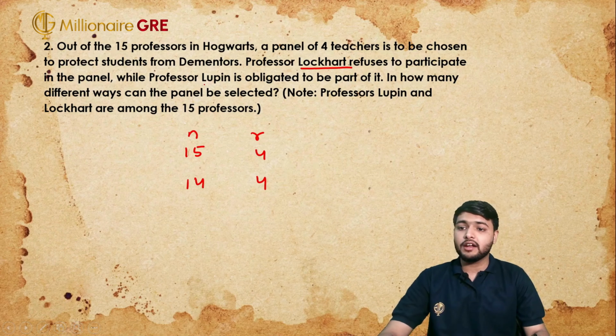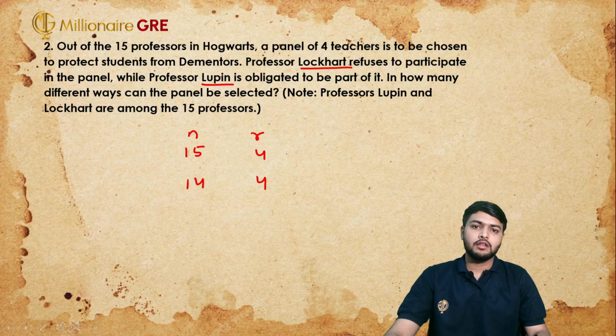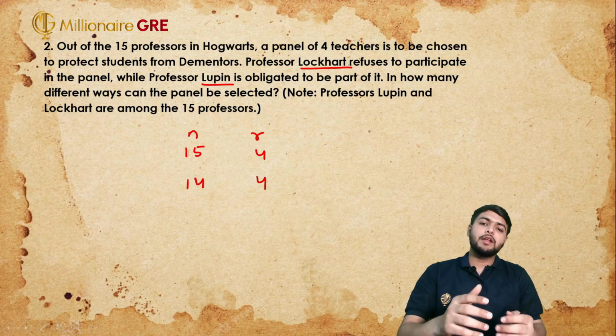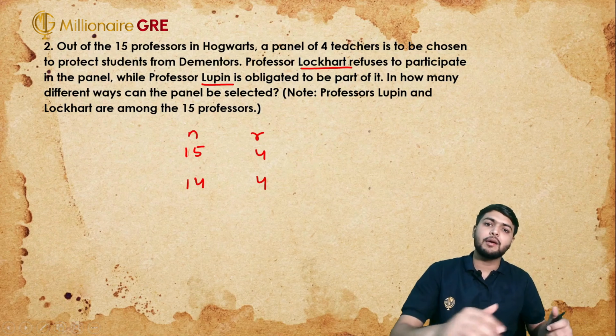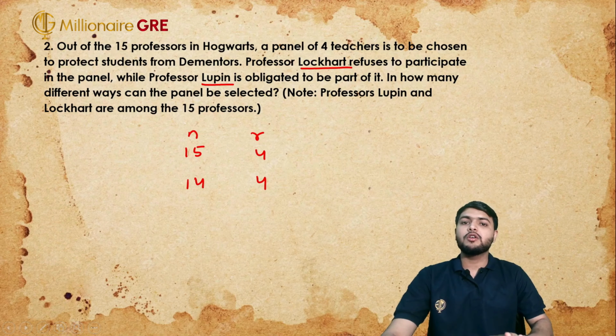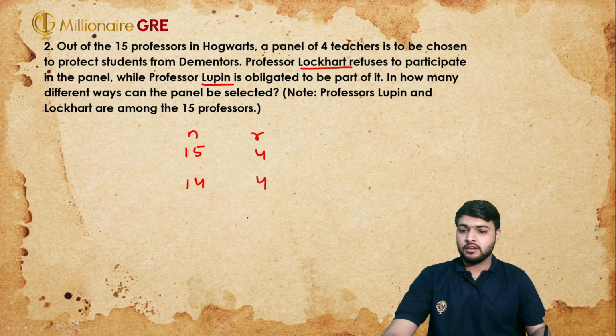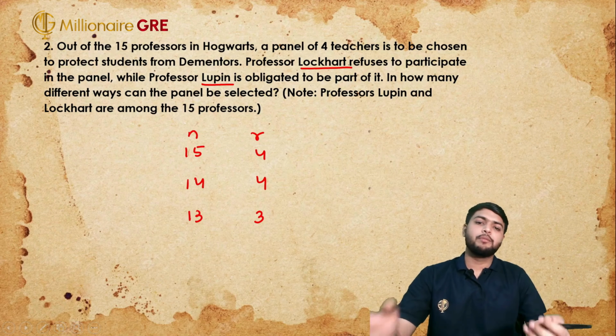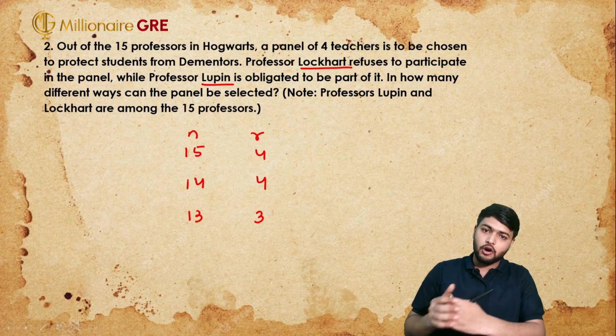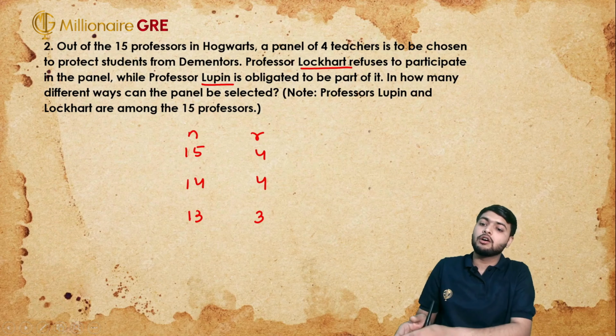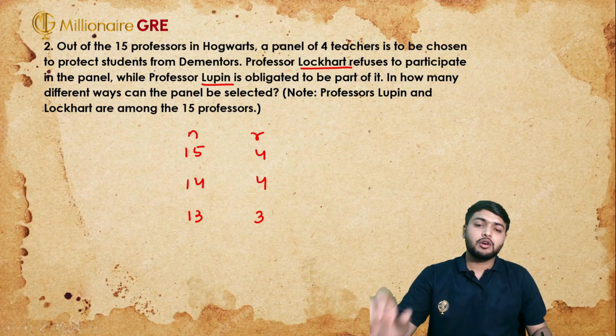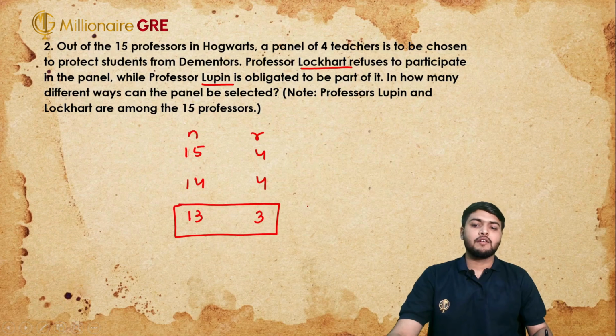Now if we read further, we get that Lupin is obligated to be a part of it. Think of it in this way: Lupin is already a part of the panel. So you are not selecting 4, you are selecting for the remaining 3 slots. You are selecting only 3 out of 13 because Lupin is already there. So out of 14, one person is already there. You are selecting the 3 out of the 13 professors available. So the question finally boils down to this: out of 13 you have to select 3, which can be done in 13C3 ways. If you solve, you will get the answer as 286.